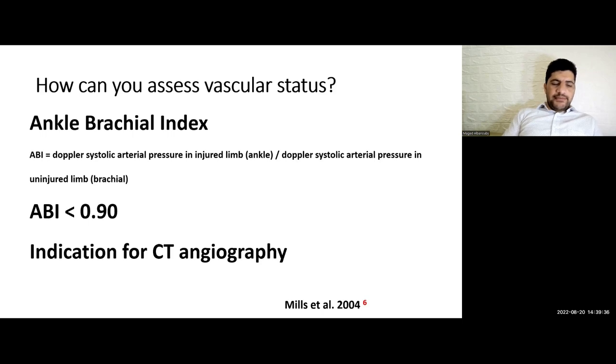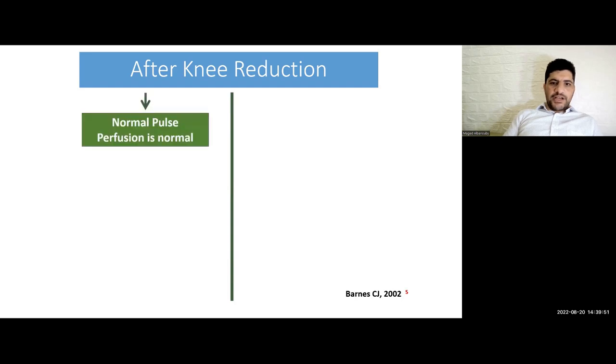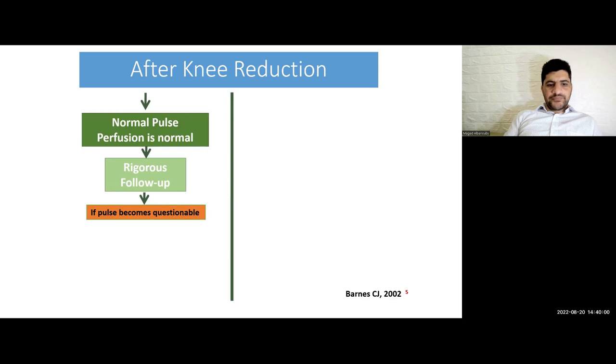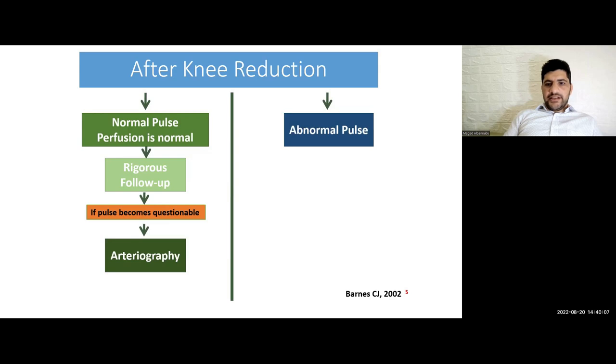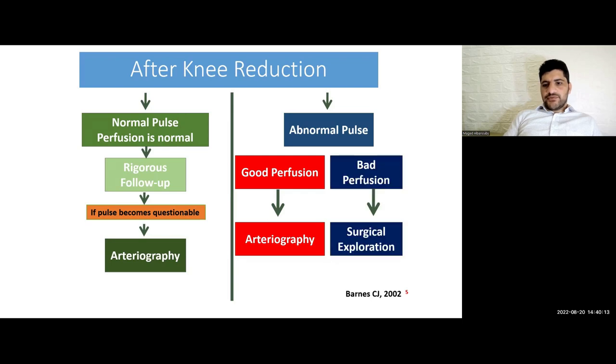If the ankle brachial index is below 0.9, is this an indication for CT angiography? First of all, I will reduce the knee dislocation. After reduction of the knee, if you find normal pulse and normal perfusion, then admission for follow-up. If the pulse becomes questionable, arteriography. If after knee reduction there is a normal pulse with good perfusion, observation. But abnormal pulse with bad perfusion, surgical exploration without investigation, do on-table arteriography.